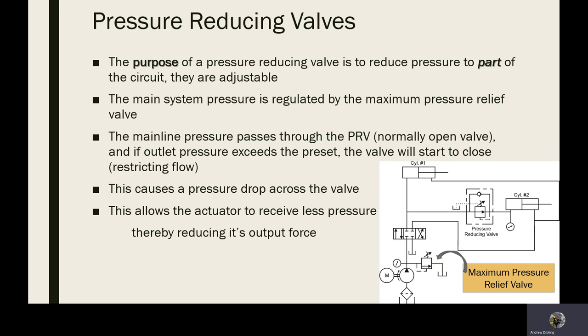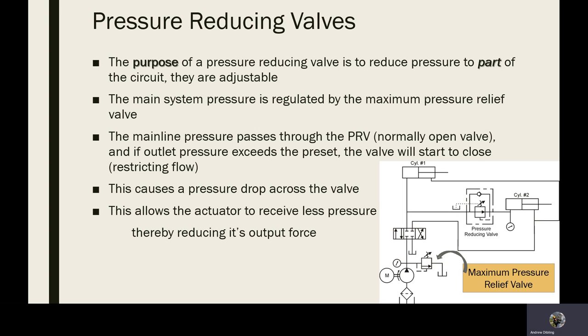Okay, pressure reducing valves. The pressure reducing valve's job is to reduce pressure in part of the circuit. They're adjustable. The main system pressure is regulated by the maximum pressure relief valve. The mainline pressure passes through the PRV, a normally open valve, and if the outlet pressure exceeds the preset, the valve will start to close, restricting flow. So this works in the opposite way that the pressure relief valve does, right? This will start to close it off as opposed to opening it up.